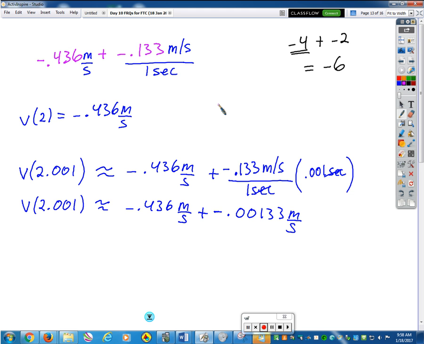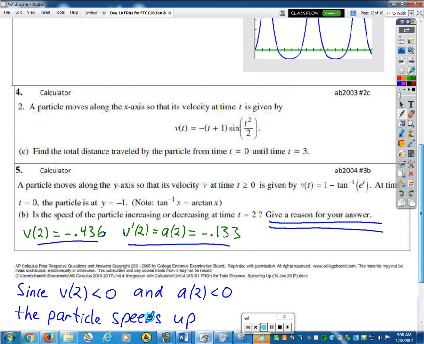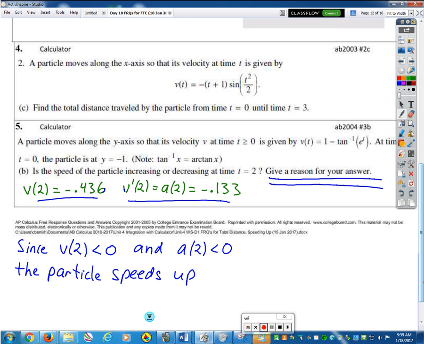We've hammered this one pretty hard. Any other questions? Okay, good. Back on the problem here, look. If you want all 6 or 9 points on the test, you must tell the grader what the velocity is at time two. You must tell the grader what the acceleration is at time two. And then you must have the appropriate concluding statement. So since velocity is negative, the acceleration is also negative, the particle is speeding up. Again, please remember, the sign of the acceleration tells you nothing about the direction.